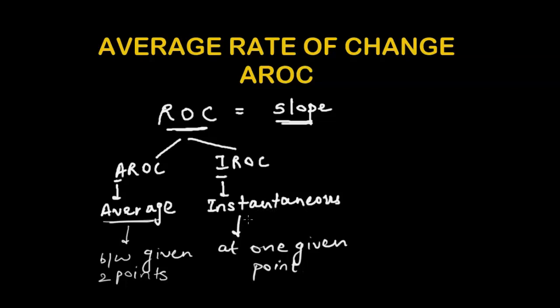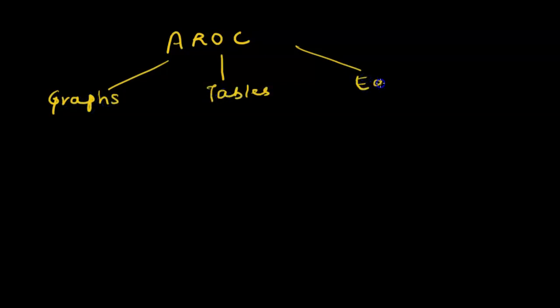In this lesson, we would discuss different types of questions that can be asked for average rate of change. Next lesson we would cover IROC, that is instantaneous rate of change. When it comes to average rate of change, that is AROC, there could be three types of questions asked. Questions can be given in the form of graphs, tables, or equations. Equations could also be word problems.